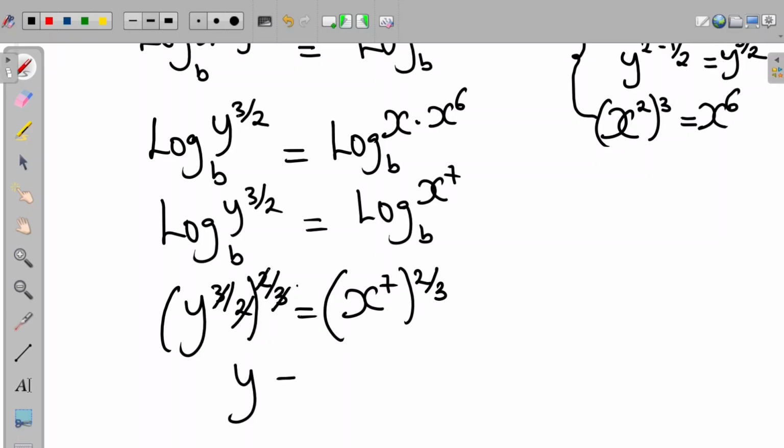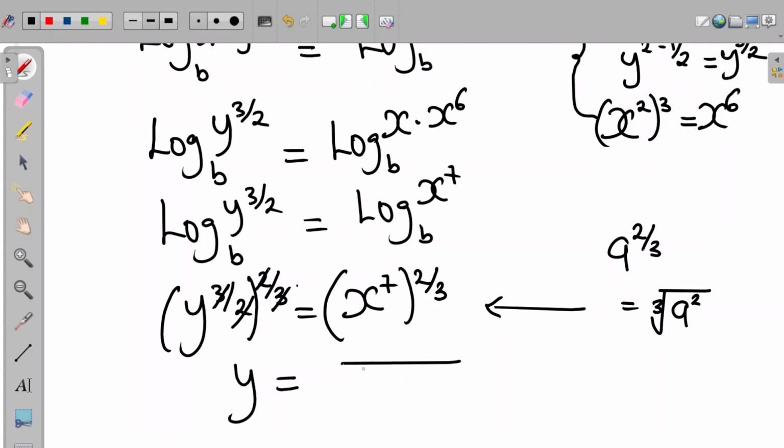So y will be equal to, now we know that if we have a raised to the power of 2 divided by 3, this can be expressed as the cube root of a raised to the power of 2. So therefore, if we apply this at this point, the right hand side becomes the cube root of x raised to the power of 7 or raised to the power of 2. So at this point, we have been able to express y in terms of x.